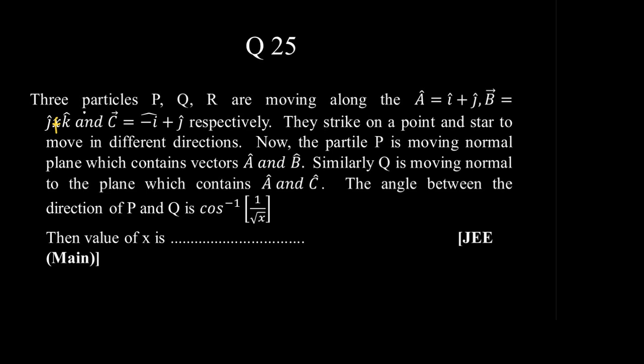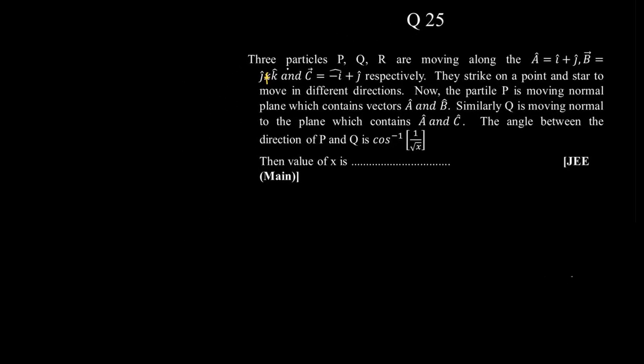Now the particle P is moving normal to the plane which contains vector A and B. Similarly, Q is moving normal to the plane which contains A and C. The angle between the direction of P and Q is 1 by root x.